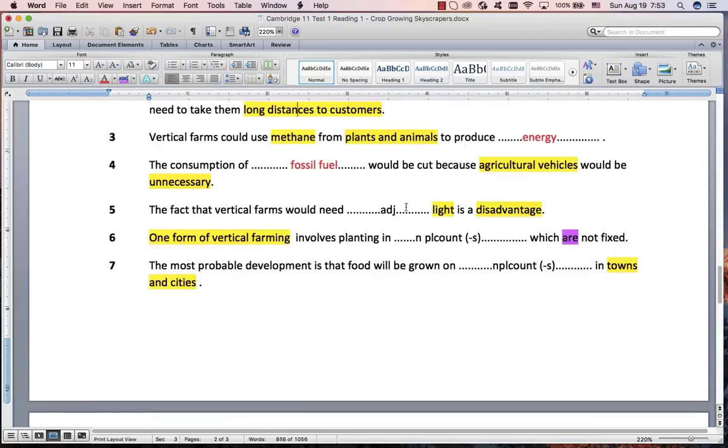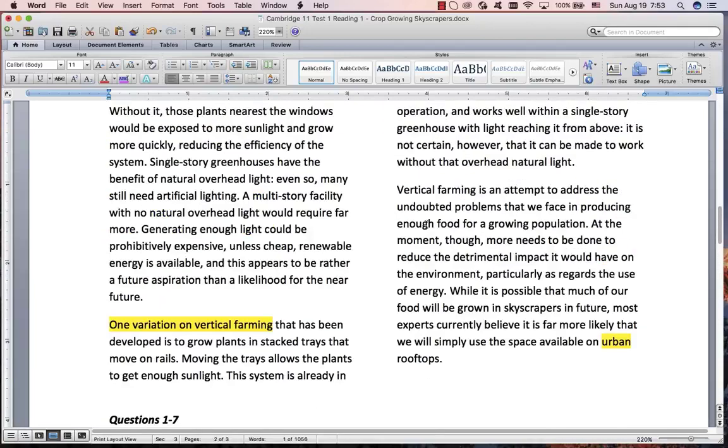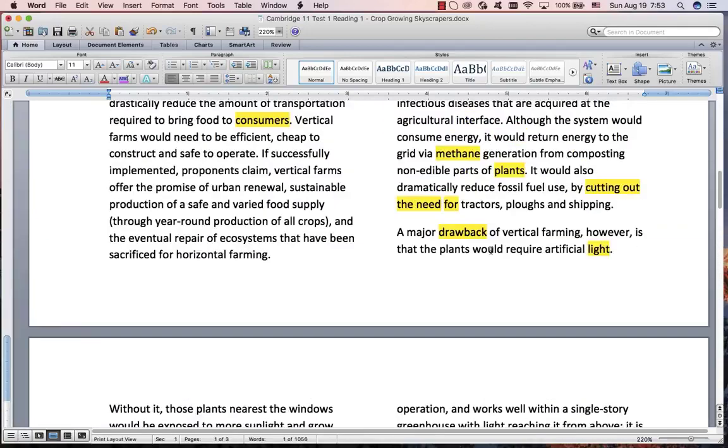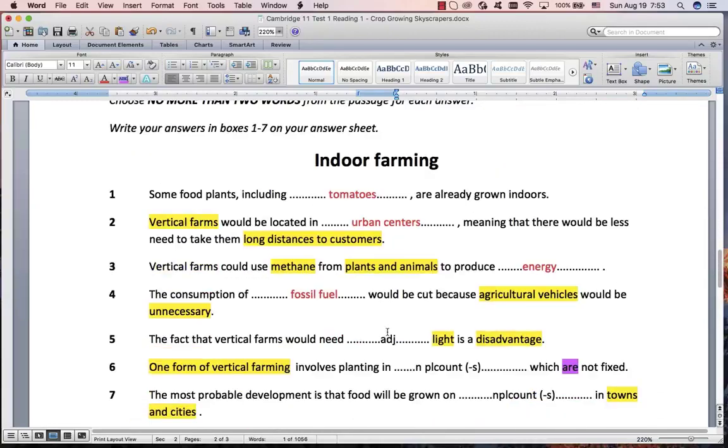Great. We need an adjective. This one is quite easy. We know the sentence. Light, something, what kind of light? It's a disadvantage. What kind of light are we looking for? Sentence is over here. Where's the adjective? Only one adjective. Well, there's an adjective there for the drawback. There's an adjective there for the light. Quite straightforward. Even if you don't know what it means, it's not a problem. You know that you're looking for an adjective.